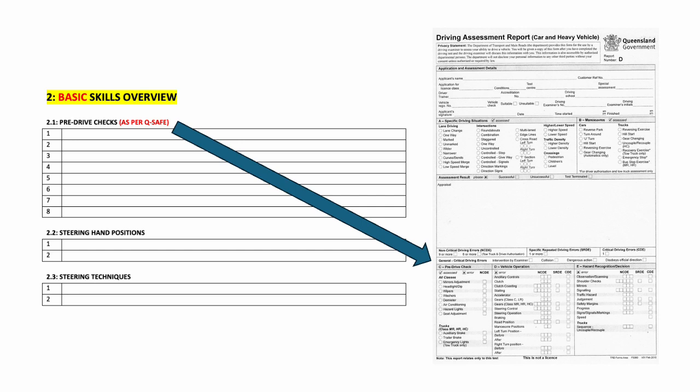So we've got mirror adjustment, headlights, dip, wipers, washers, demister, air conditioning, hazard lights, and seat adjustment. Of course, there'd be other controls that you would go through, but these are the 8 essentials that we're looking for as a starting point in this assessment. Then we've got section 2.2 and 2.3, steering, hand positions, and steering techniques. And I'll just go to the next slide and talk a little bit more about those.